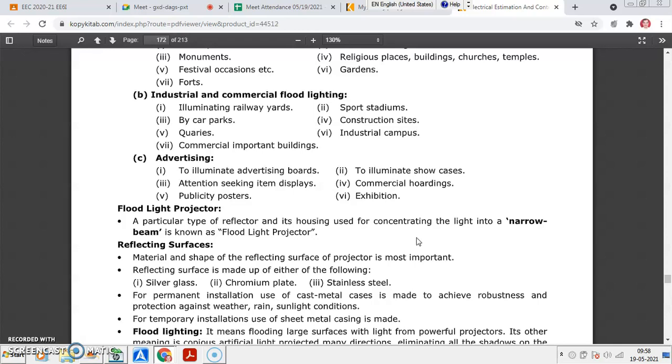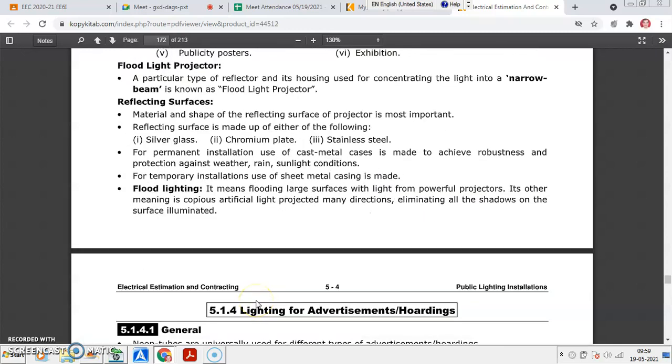But for permanent installation, cast metal is especially used to achieve robustness. You may have protections against weather, because normally the reflector should not get eroded, should not get corroded because of the rain, because of the weather, because of the moisture. So when the reflector gets damaged, naturally the intensity of floodlight goes down. So temporary installations and permanent installations, you have to take care.